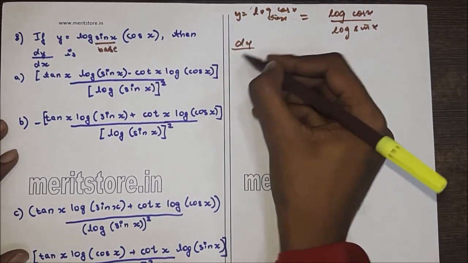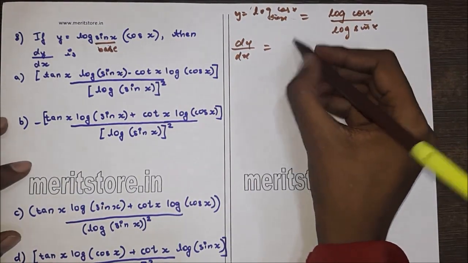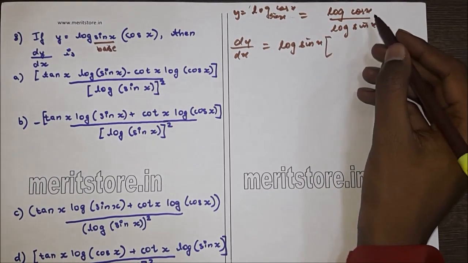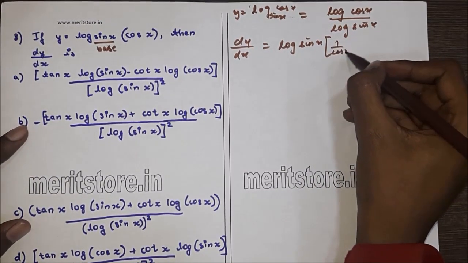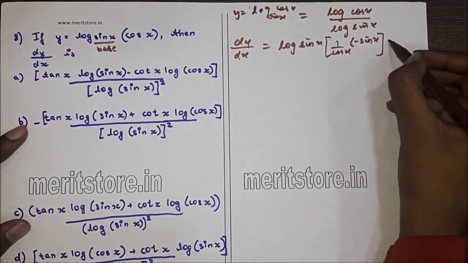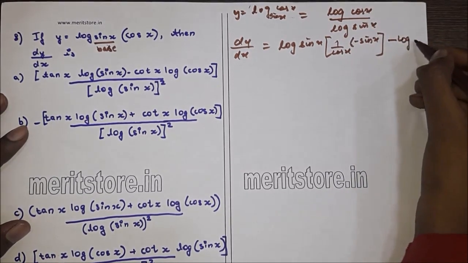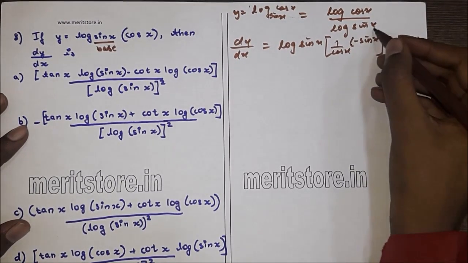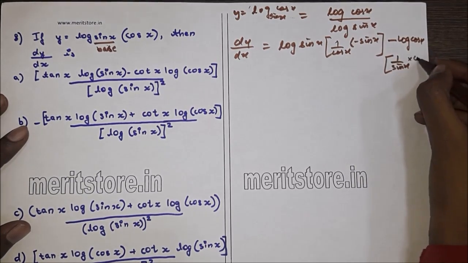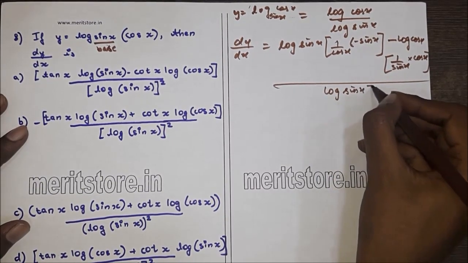So now we differentiate it, we get dy by dx is, this is in the form of u by v. So v into derivative of u, that is derivative of log of cos x is 1 by cos x into derivative of cos x, that is minus sin x, minus u into derivative of v, that is log of cos x into derivative of log of sin x, that is 1 by sin x into derivative of sin x, which is cos x, divided by v square, that is log of sin x the whole square.